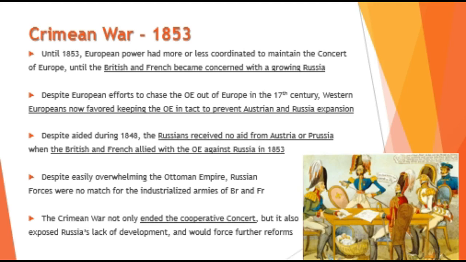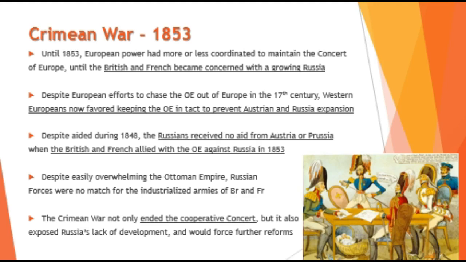And despite European efforts to chase the Ottoman Empire out of Europe in the 17th century, Western Europeans now favored keeping the Ottoman Empire intact to prevent Austrian and Russian expansion. So again, they changed their outlook on that. Preserving the balance of power was key for Britain and France. Also, Britain didn't want to be challenged in the Mediterranean. If the Russians controlled the Bosporus Straits and the Dardanelles, they would be a threat to their economic and naval dominance in the Mediterranean. So Britain and France decided to join forces to stop the Russians from invading and taking out the Ottomans.